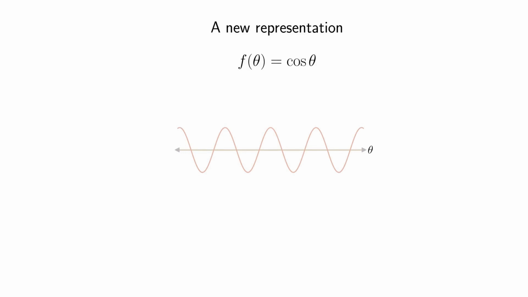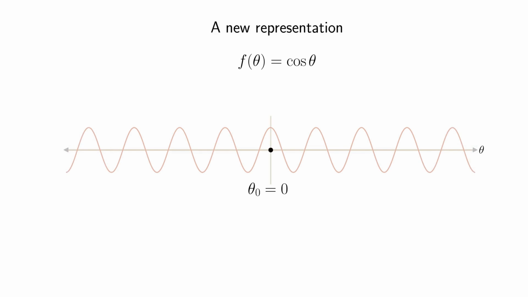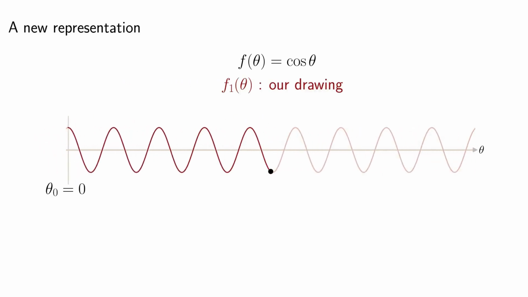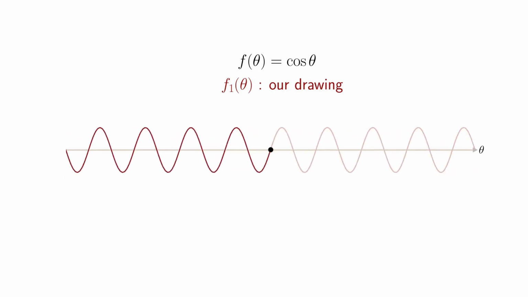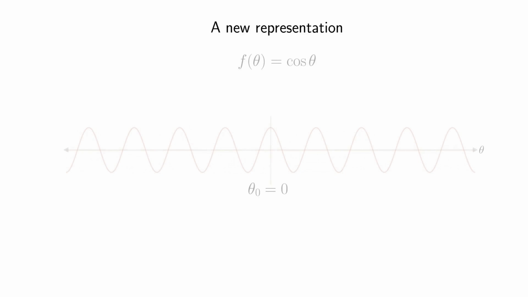Cos theta exists for all values of theta, so it doesn't make sense to start drawing it from the end points. So let's start at some reference point, say theta naught equals 0. Okay, so I'll start drawing the function from here and keep going and going and going. Oh, it looks like I'm stuck on this side forever. That's why it's better to build the function this way.